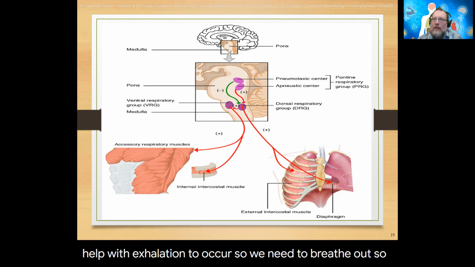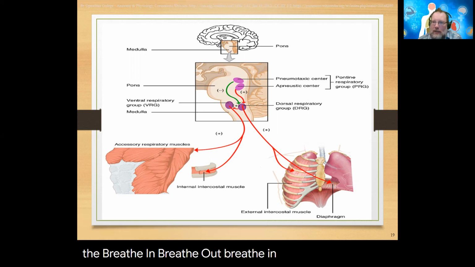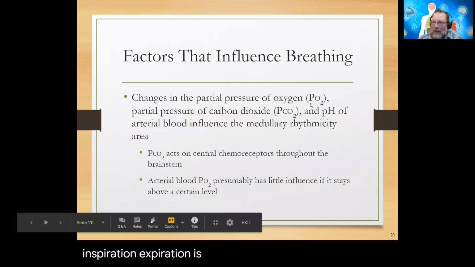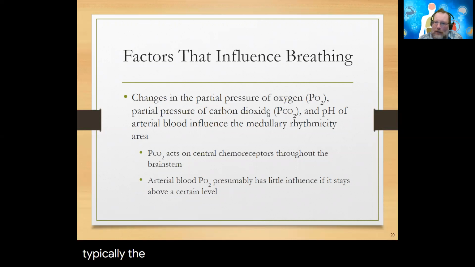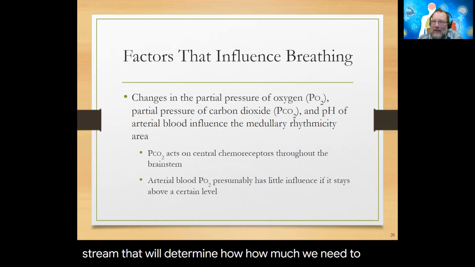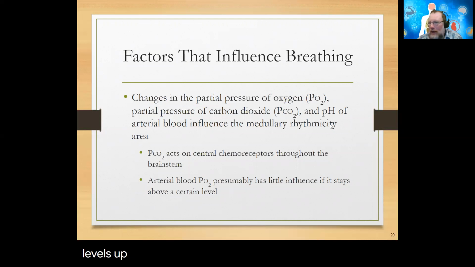So the breathe in, breathe out, inhalation, exhalation, inspiration, expiration is monitored by the brainstem, and typically the chemoreceptors monitoring how much carbon dioxide and how much oxygen is in the bloodstream. That will determine how much we need to involve the diaphragm and get it moving to bring oxygen levels up. And then certainly pH is going to be monitored.